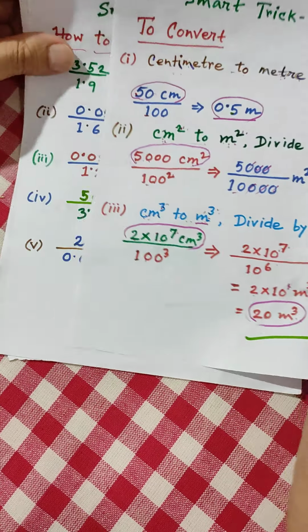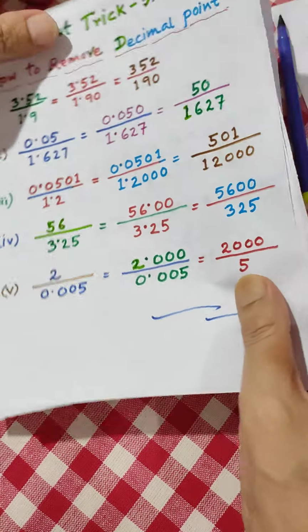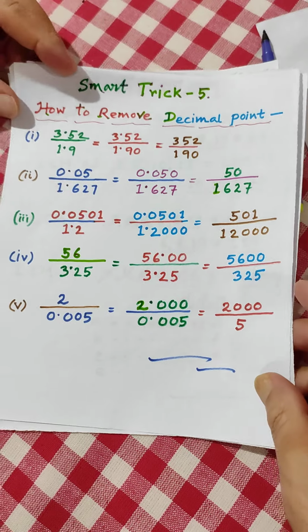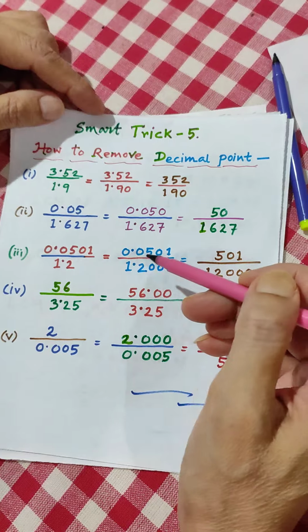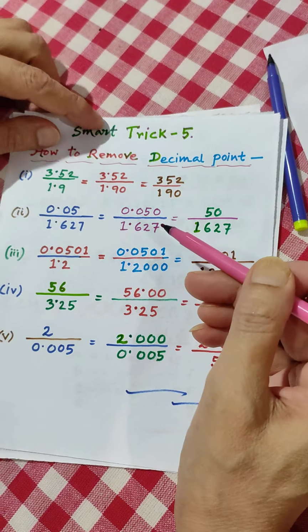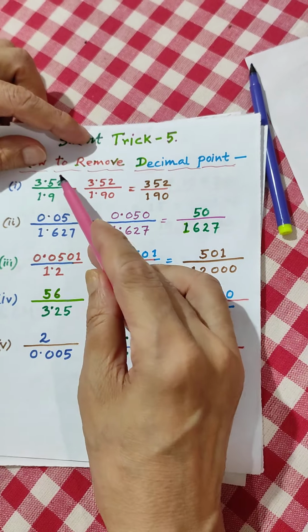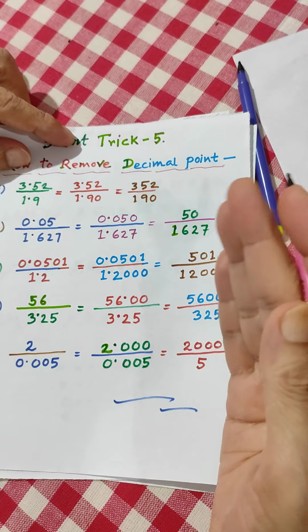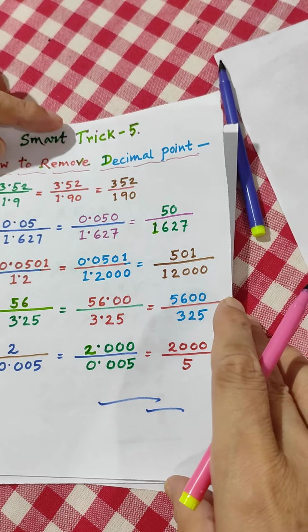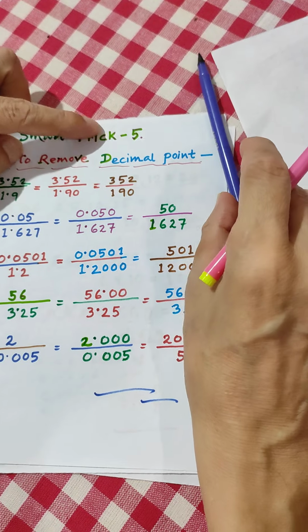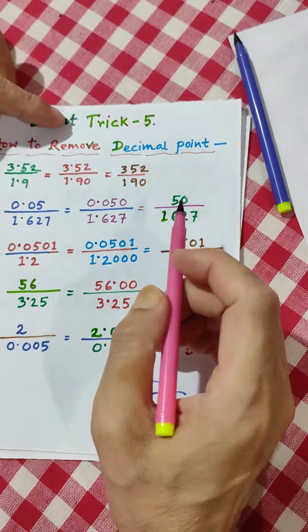Alright, now let us go to the last one. Smart trick number 5: how to remove the decimal point. In order to remove the decimal point from fractions, what do you do? You multiply both numerator and denominator by sometimes 10, sometimes 100, sometimes 1000, sometimes 10,000 and so on. Now see how you can do it easily without that kind of multiplication.